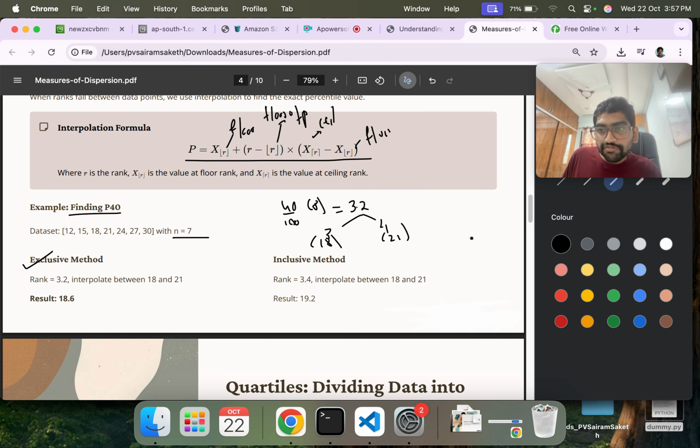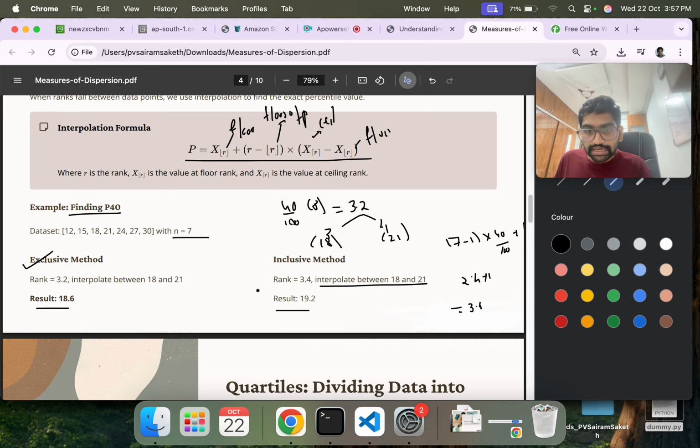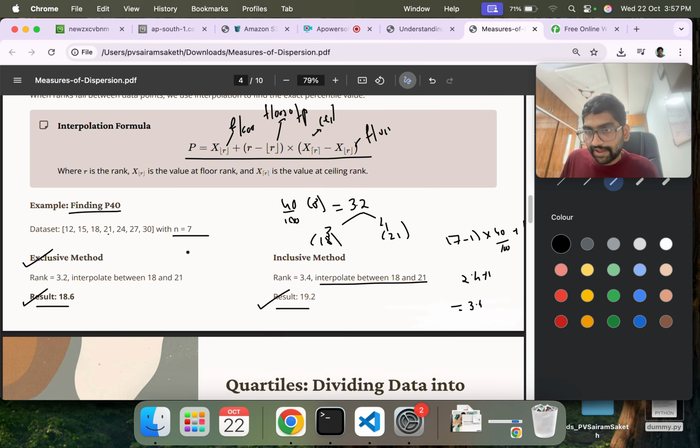In the inclusive approach, what will happen: 7 minus 1 into 40 by 100 plus 1 you will get. So 6 into 40 by 100 means 2.4 plus 1. How much did you get? 3.4. So this 3.4 means, if you apply interpolation in inclusive also, you'll get 19.2. So like this, your interpolation will give you the exact value, and rank will give you the exact position, like the fourth value. Rank will give you 21 as the value.